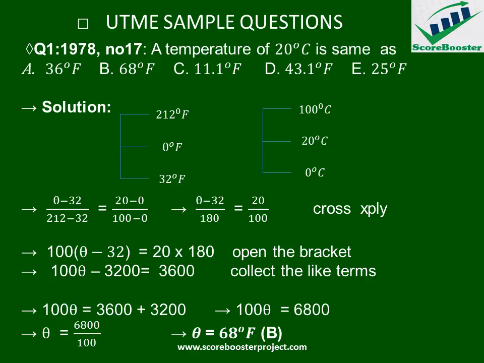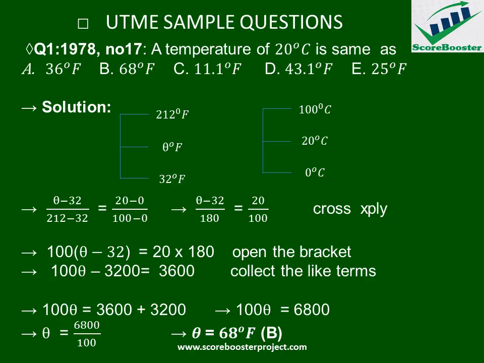Option A is 36 degrees Fahrenheit, option B is 68 degrees Fahrenheit, option C is 11.1 degrees Fahrenheit, option D is 43.1 degrees Fahrenheit, option E is 25 degrees Fahrenheit. In solving this, we'll introduce a method of sketch in which, in the E shape, the upper part will be steam, the middle will be the intermediate temperature, while the lower part will represent the ice point.